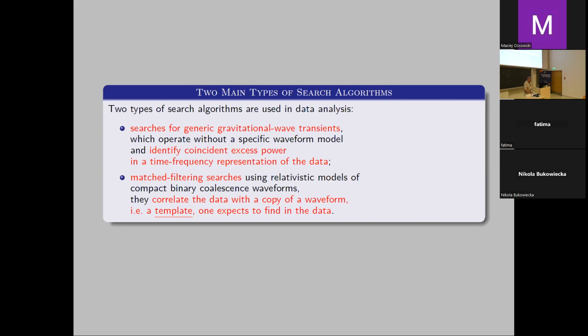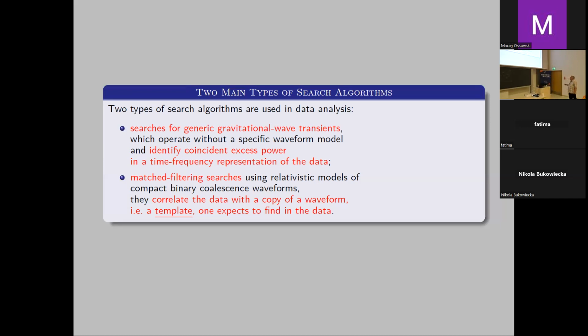Now we have two main types of search algorithms. Namely, first we have searches for generic gravitational wave transients. It means that they operate without assuming any specific waveform model. Roughly speaking, they try to identify some excess power in the time-frequency representation of the data. In a moment, we will see an example which will illustrate this.